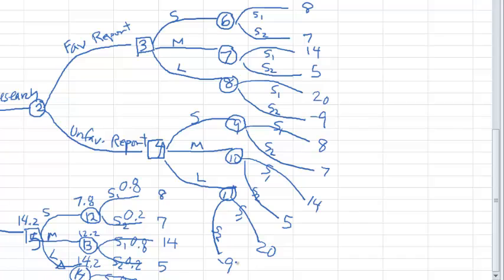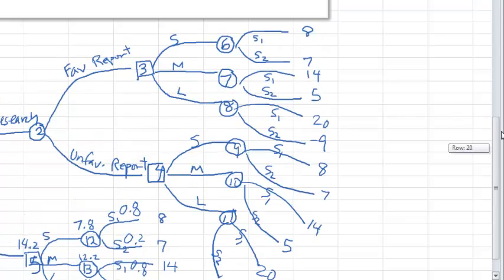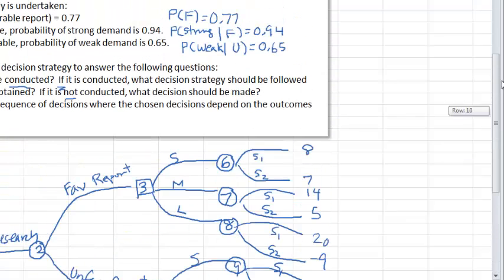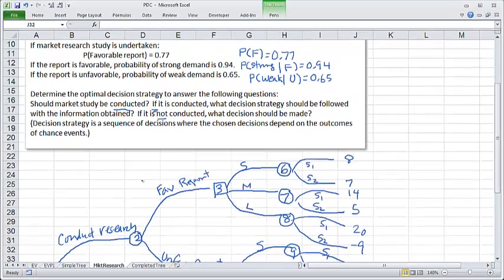For the probabilities, we could use the ones that we got up here. It says probability of favorable report is 0.77, so that must be over here, which means probability of unfavorable report must be 1 minus 0.77, so it will be 0.23, because these probabilities should add up to 100%. Now these guys don't need probabilities, but these do because they are connected to the chance nodes. Okay, now let's see what we could do here.